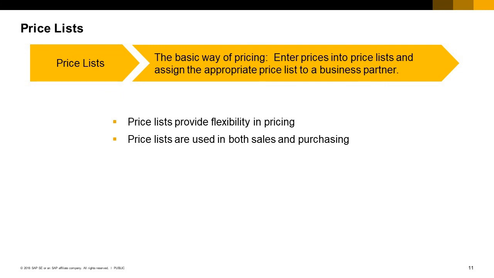Let us start by focusing on price lists, because they are the most basic way of pricing. Managing multiple price lists allows you to provide flexibility in pricing. For example, you want to offer customers that make regular purchases from you or who purchase large quantities a lower price than customers who only make occasional purchases or purchase small quantities of an item. Pricing could also be based on the size of a customer.